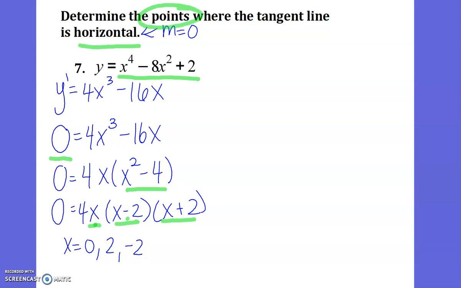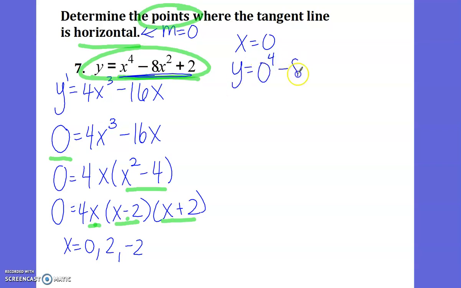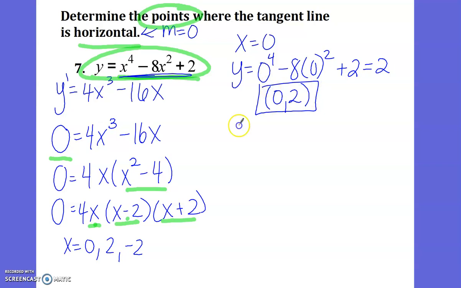The question is determining the points. We said that anytime we're talking about points, we've got to go back to the original function. So I'm going to plug 0 into the original function and find the y value. I'm using this function. I make x equal to 0. That ends up giving me y equals 2. So one point on the graph where it is horizontal is (0, 2).